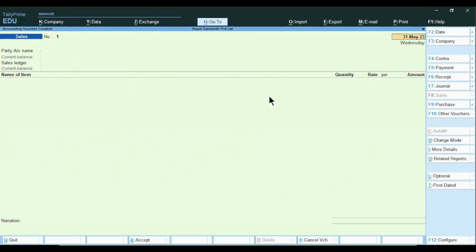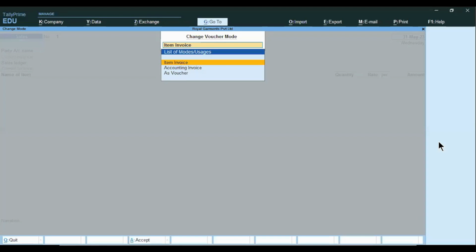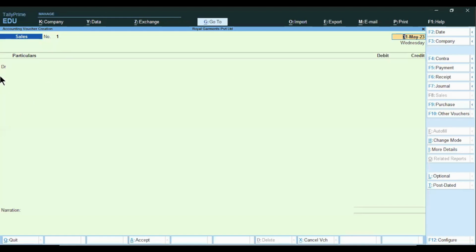We can change the mode of this sales voucher by pressing Control H, or here we have this Control H. So Control H is used to change the mode. Press on this Control H, and at present it is item invoice. Now we need to pass it as a voucher. Voucher means with debit and credit. So I'm selecting voucher, enter. See, now we have debit and credit.